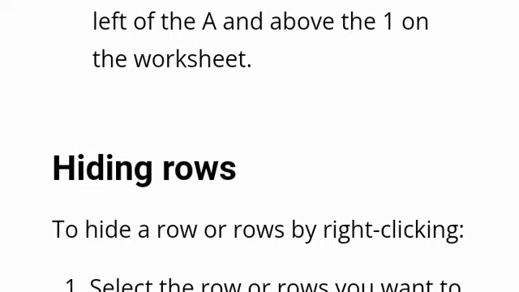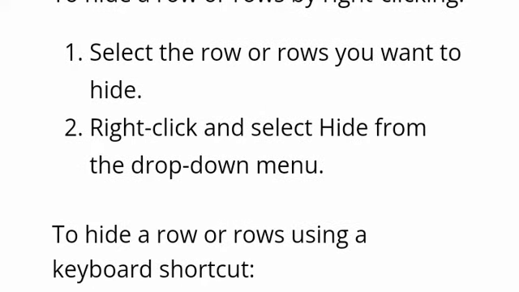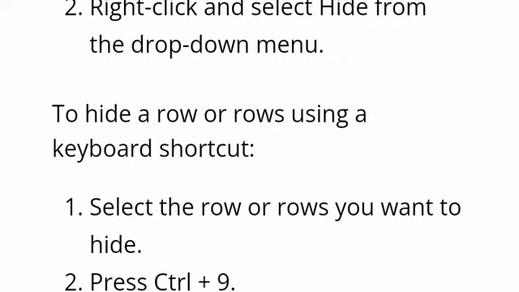To hide a row or rows by right-clicking: Option 1, select the rows you want to hide. Option 2, right-click and select Hide from the drop-down menu. To hide a row or rows using a keyboard shortcut: select the row or rows you want to hide, then press Ctrl plus 9.